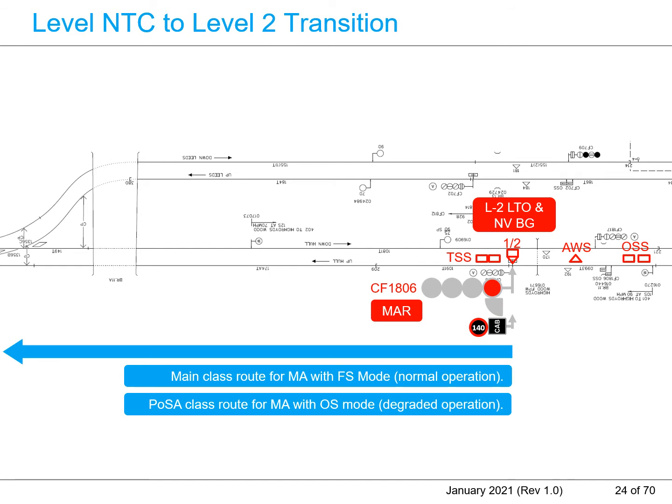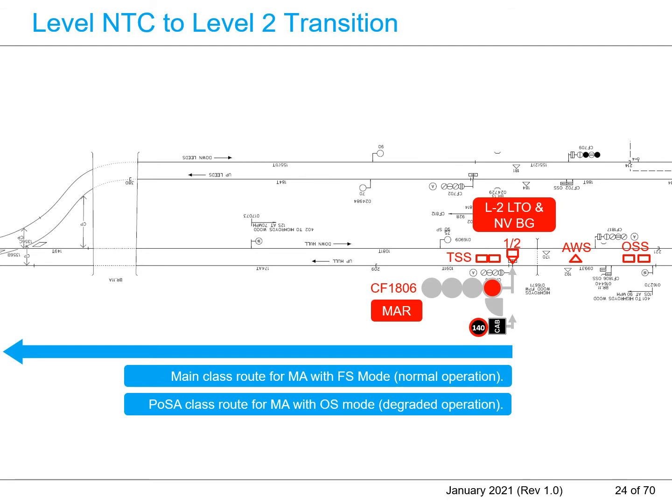There will be two types of route category for signal CF1806, main class and PO-SAR class routes. The main class route allows the radio block center to authorize the movement authority with full supervision mode for the train to pass the level transition border during normal operation. Signal CF1806 will display either green, yellow, or double yellow aspect during normal operation.